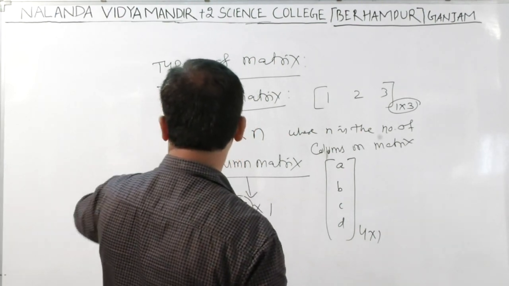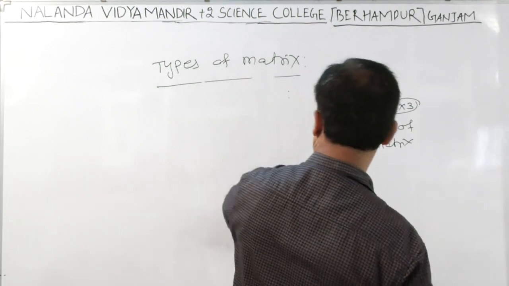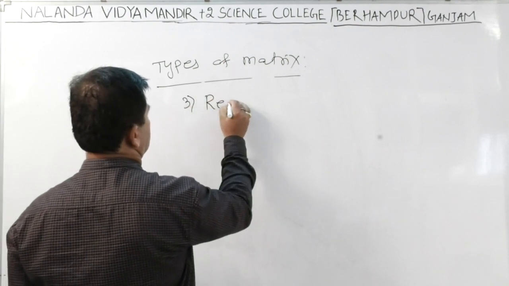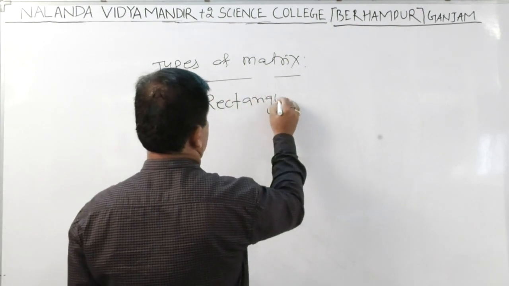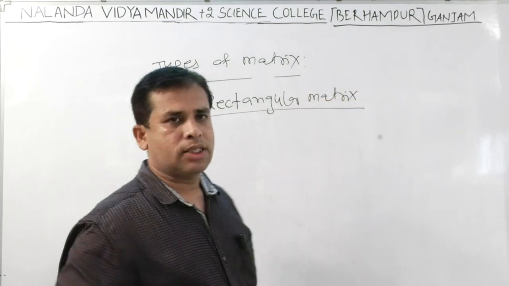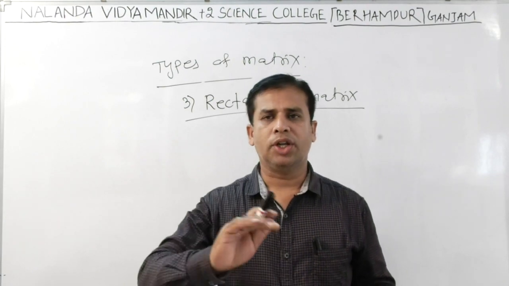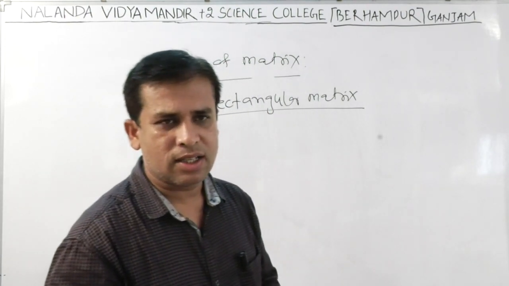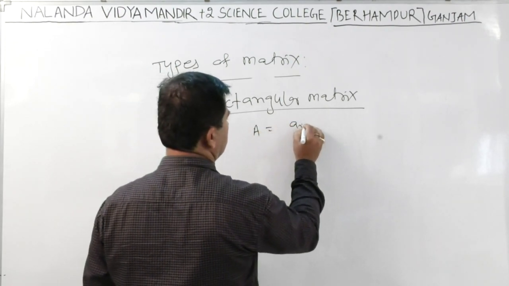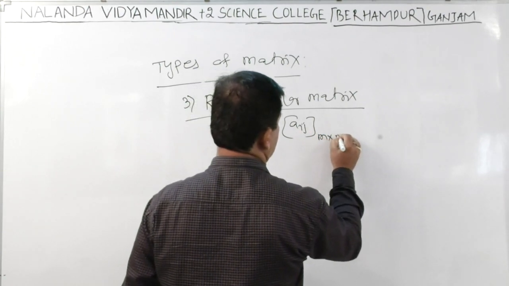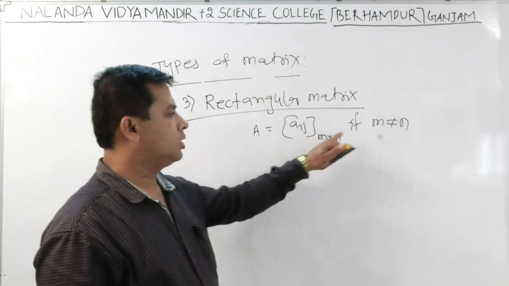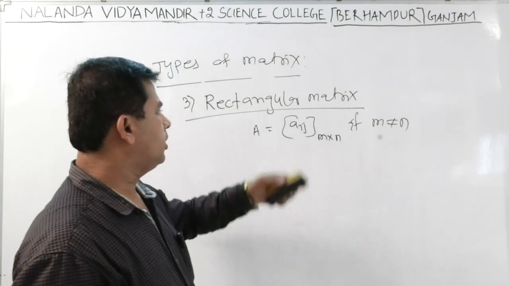Now, rectangular matrix. In a matrix, if the number of rows is not equal to the number of columns, that matrix is known as a rectangular matrix. For a matrix of order m cross n, if m is not equal to n, then we say this matrix is a rectangular matrix.